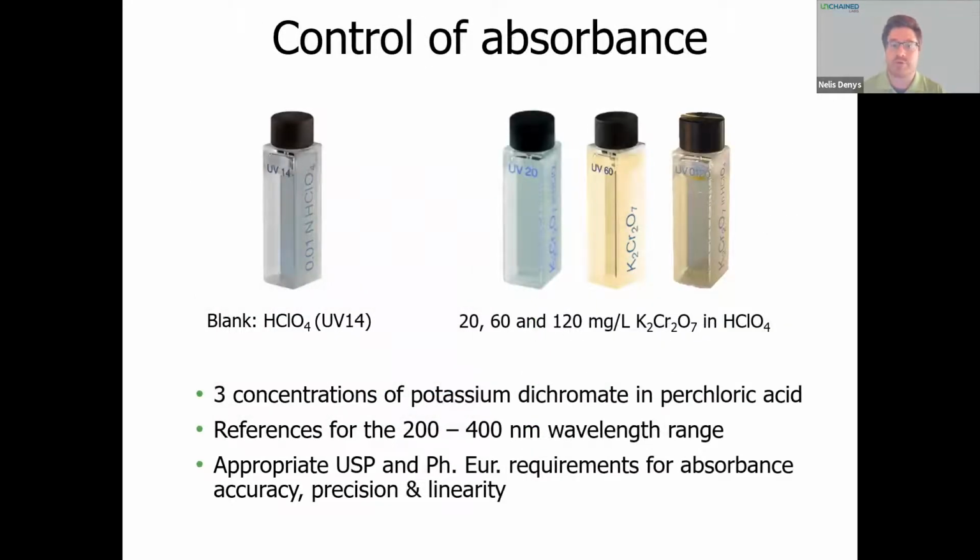Now, let's walk through results on Lunatic with the required standards to pass all these pharmacopoeia protocols. To pass USP and the European Pharmacopeia requirements for absorbance accuracy, precision, and linearity, the appropriate solutions were selected to check these absorbance tests. For these absorbance tests, we're using 3 concentrations of potassium dichromate in perchloric acid. These NIST standards are known as UV20, UV60, and UV120. They are all references for the 200 to 400 nanometer wavelength range.